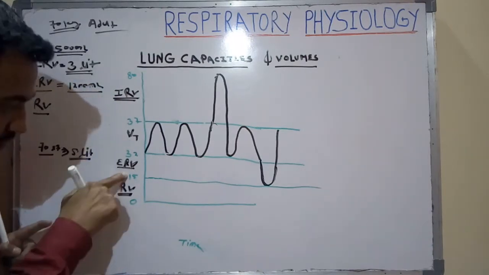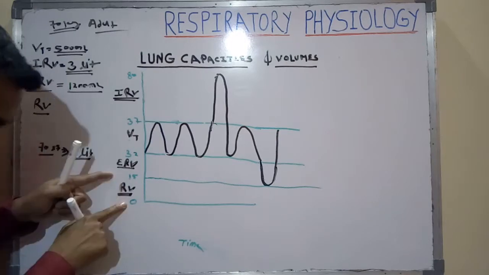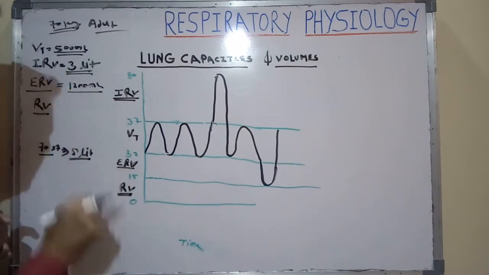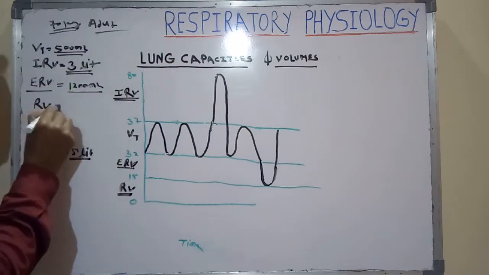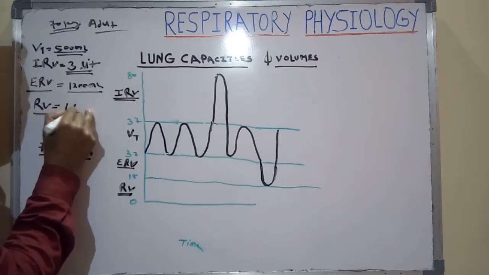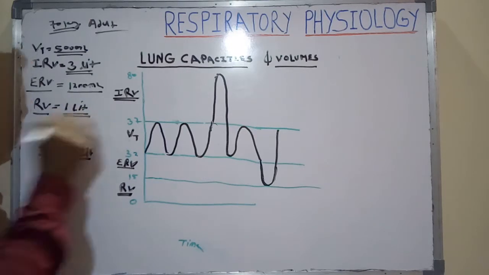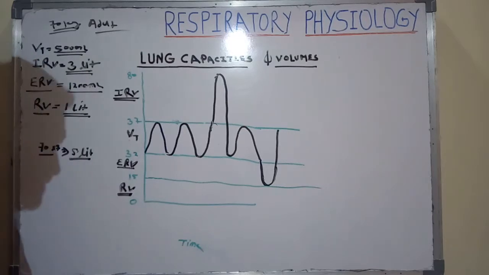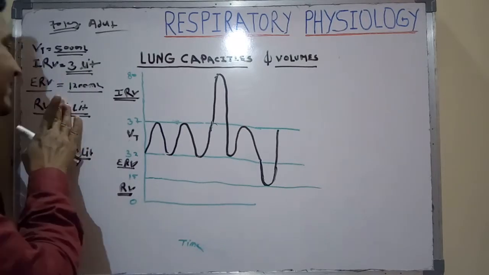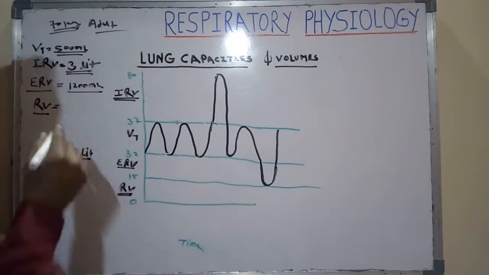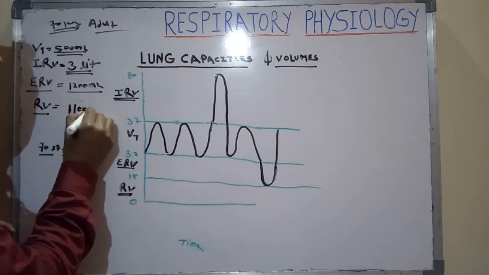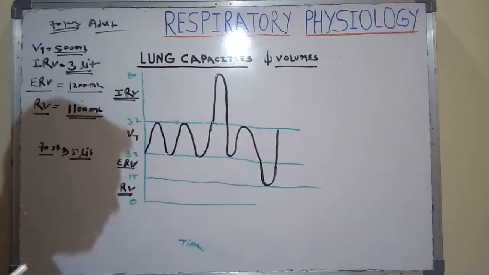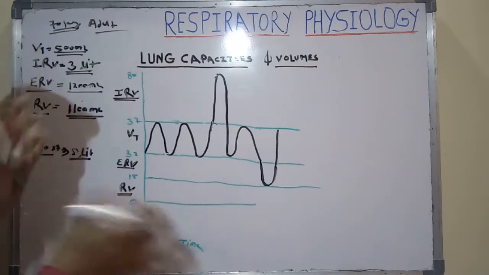Then this value is 0 to 15. This value is in ml per kg. So 15 ml per kg. So 15 into 70. This is around 1 liter. Are you getting this? So 15 into 70, that is around 1 liter, or you can say 1100 ml. Calculations can be somewhat different, but the exact values are not needed. These are the nearby values.